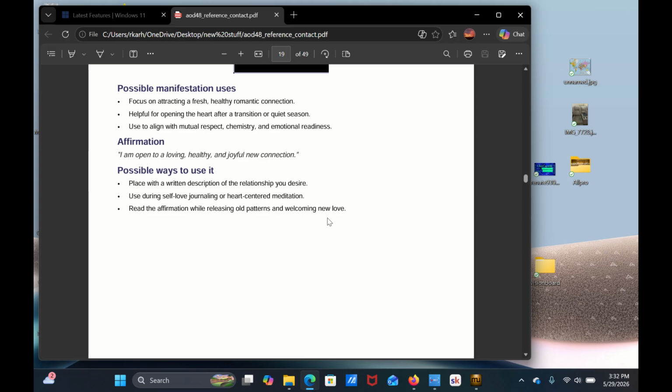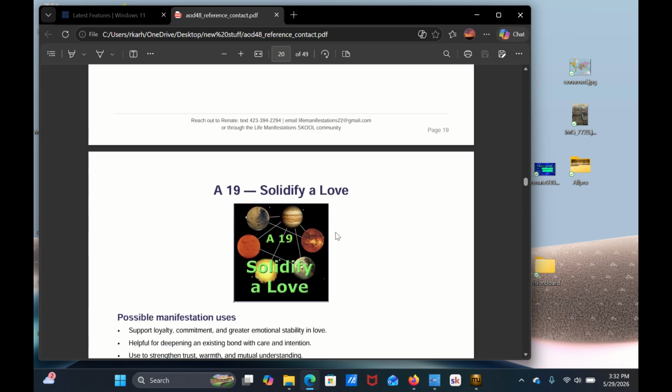Possible ways to use it. Place with a written description of the relationship you desire. Used during self-love journaling or heart-centered meditation. Read the affirmation while releasing old patterns and welcoming new love.